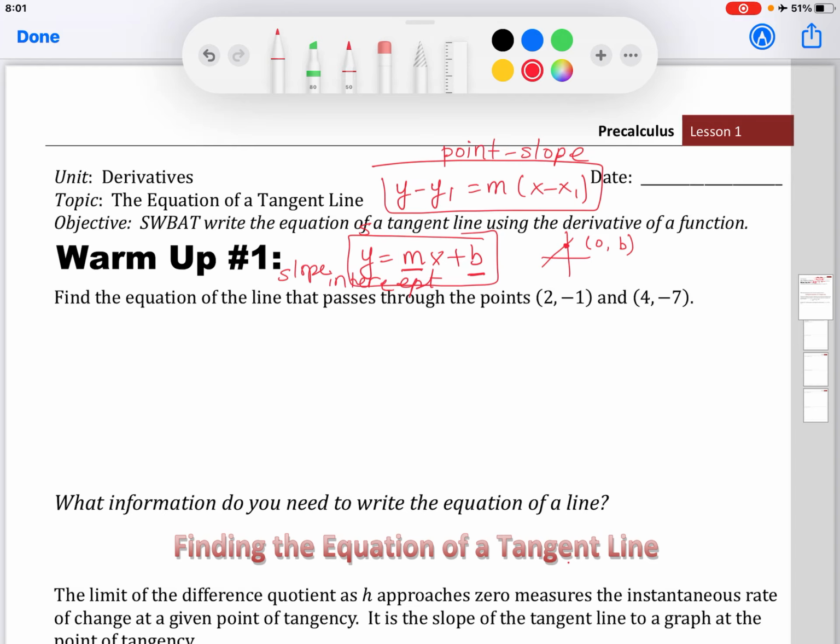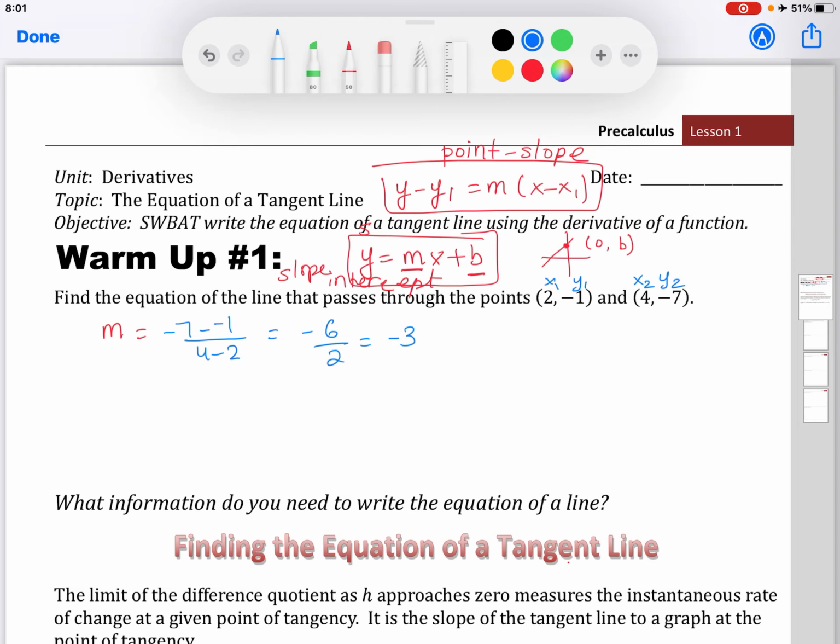because you've been using that and it's pretty straightforward. Okay, so to find the equation I need to find the slope. Slope is what? Change in y over change in x. So this is your x1 and this is your y1. This is your x2, so correspondingly this would be your y2. It's y2 minus y1, so -7 minus -1 over 4 minus 2. -7 plus 1 would be -6 over 2, which is -3. So the slope of this line is -3.